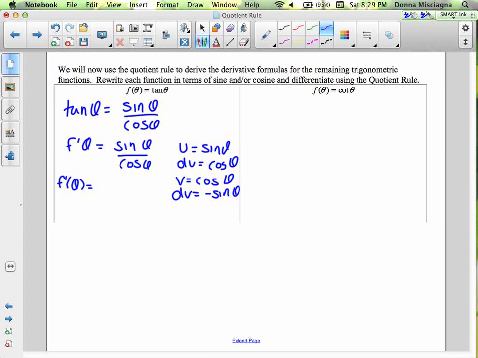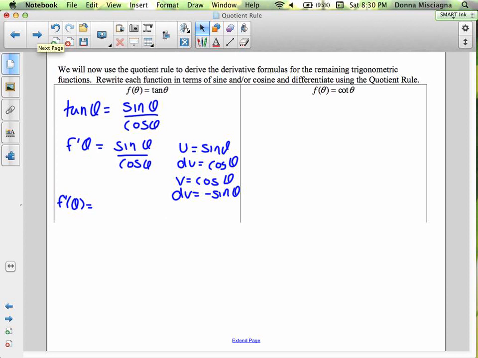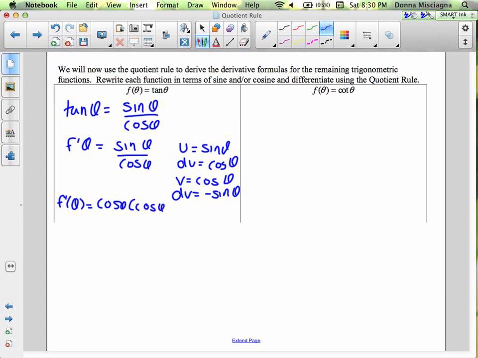So it's going to be cosine. Actually, I'm going to move it down just a little bit, so I have a little bit more space. And this is in your notes, it's going to be cosine theta times the derivative of the numerator, cosine theta, minus the numerator, sine theta, times the derivative of the denominator, negative sine theta, all divided by cosine theta squared, so cosine squared theta.